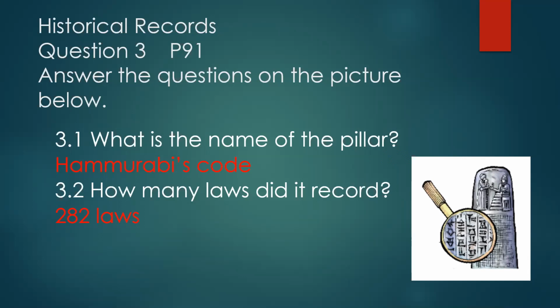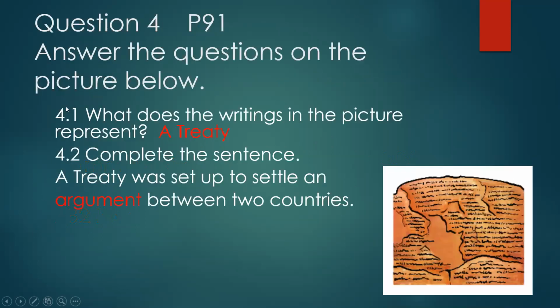3.2. How many laws did it record? 282 laws were recorded. 4.1 on page 91. What does the writing in the picture represent? It represents a treaty. 4.2. Complete the sentence. The treaty was set up to settle an argument between the two countries.